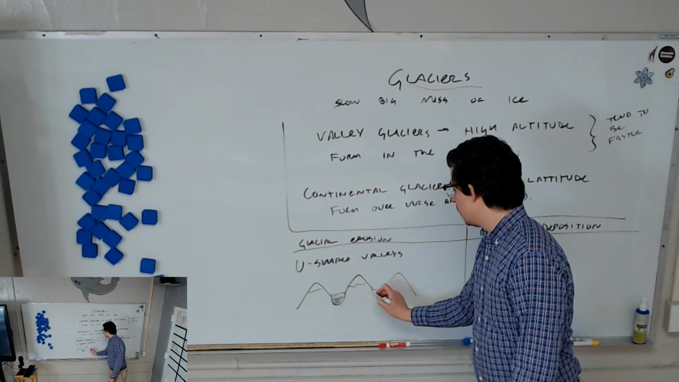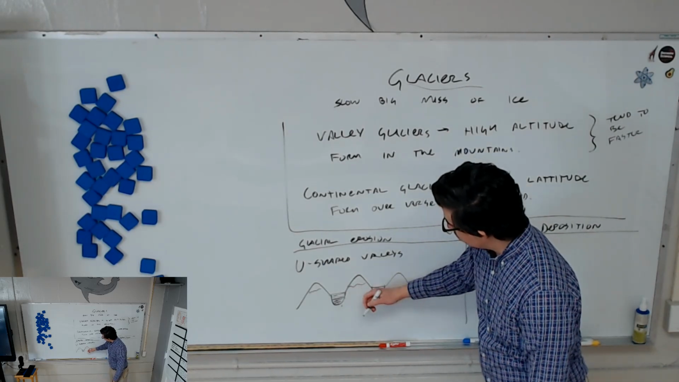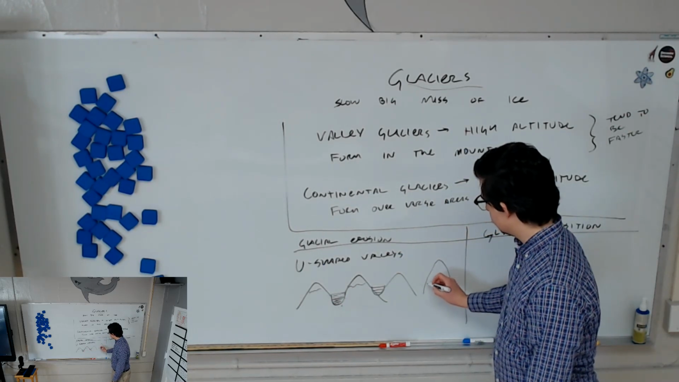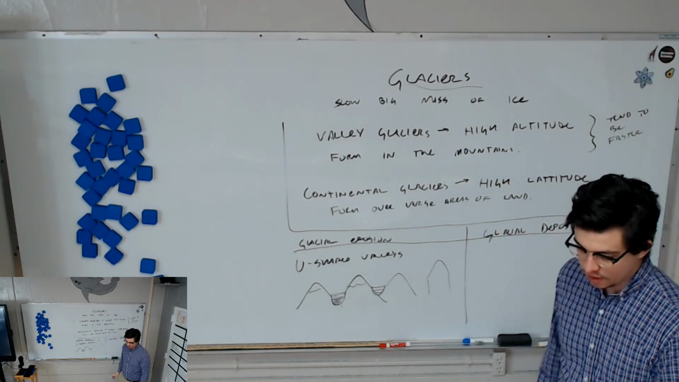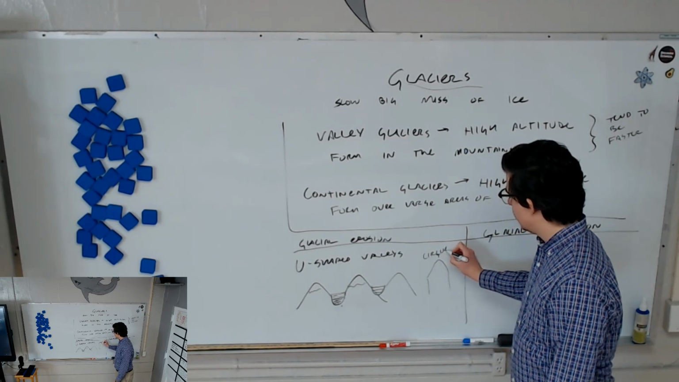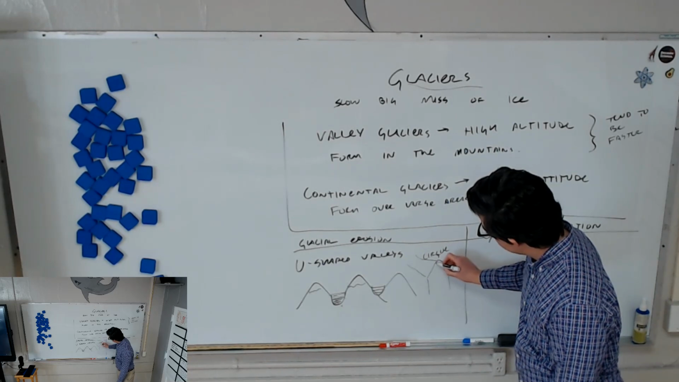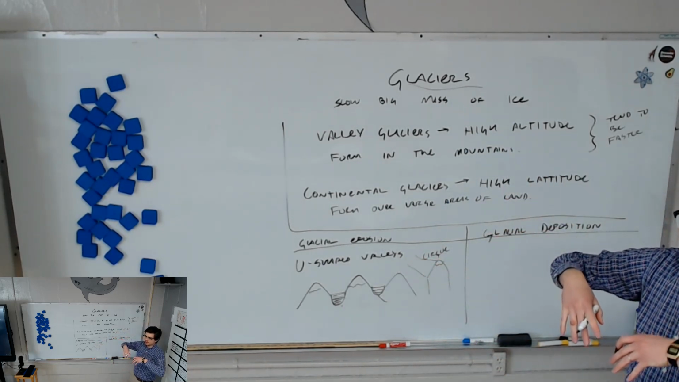If we have two of them meeting on either side, they're going to dig out this little mountain in the middle so that eventually it looks like this. It's got steeper sides than a mountain normally does, and we call that a cirque. It'll be kind of long in this direction, but it's got steep sides.